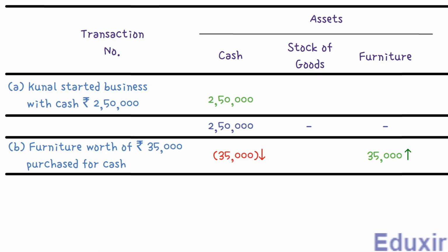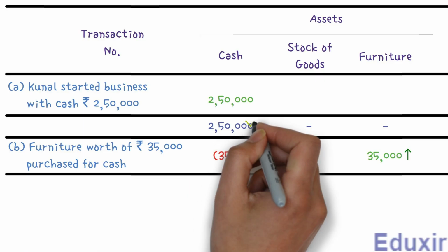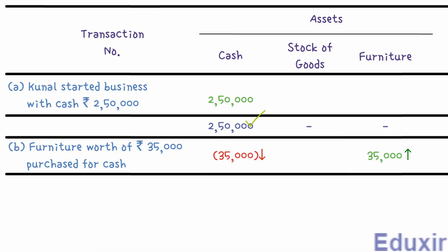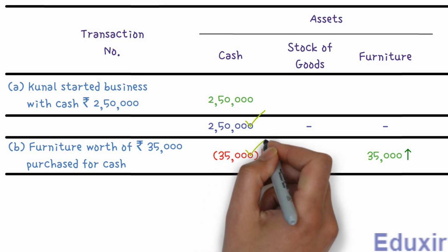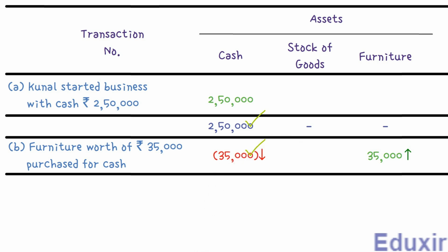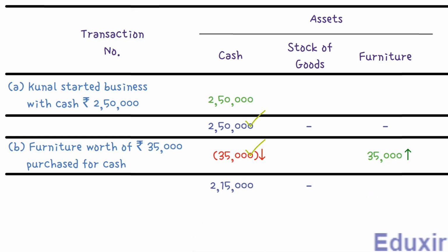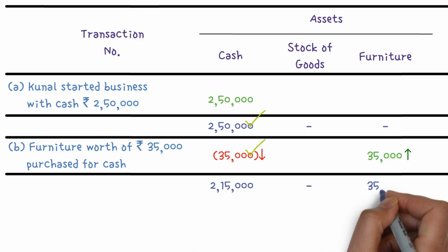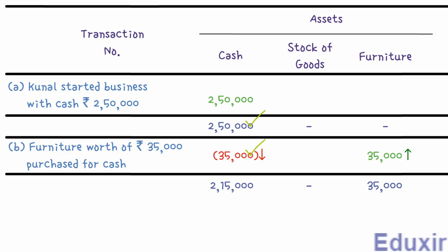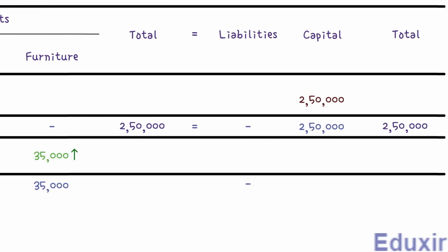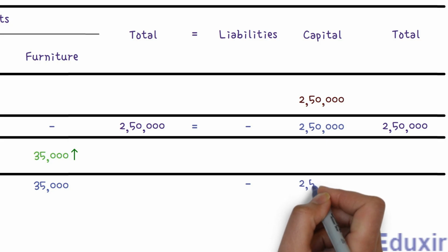So, at the end of this transaction, from 2,50,000 rupees of cash available with the business, if we subtract 35,000 rupees worth of cash, the business will have 2,15,000 rupees of cash. There is no stock of goods yet. Now the business has 35,000 rupees worth of furniture. Also, there are no liabilities yet and there is no change in the capital and it remains the same as 2,50,000 rupees.